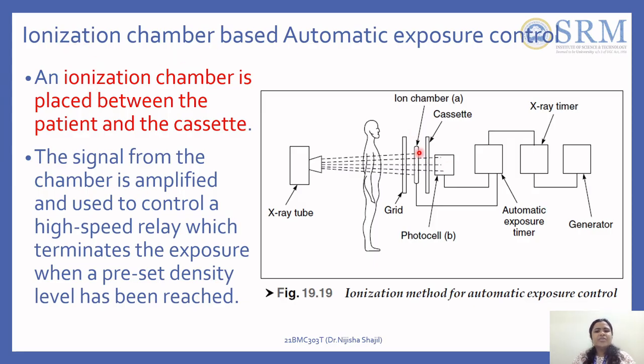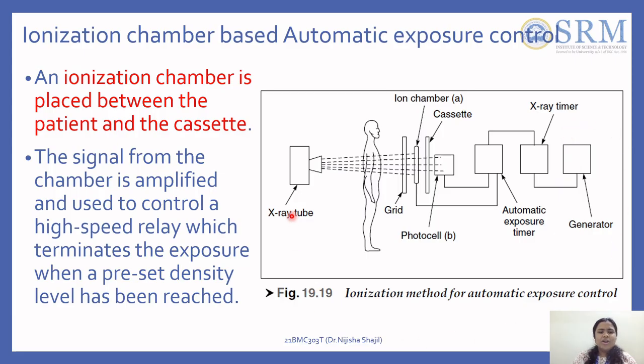We already know that X-rays can ionize. So what do we do? Instead of the X-rays going to the cassette, you place an ionization chamber in between the grid and the cassette, and whenever X-rays are detected, immediately you start a timer, and after the timer you give it to the generator to stop it.